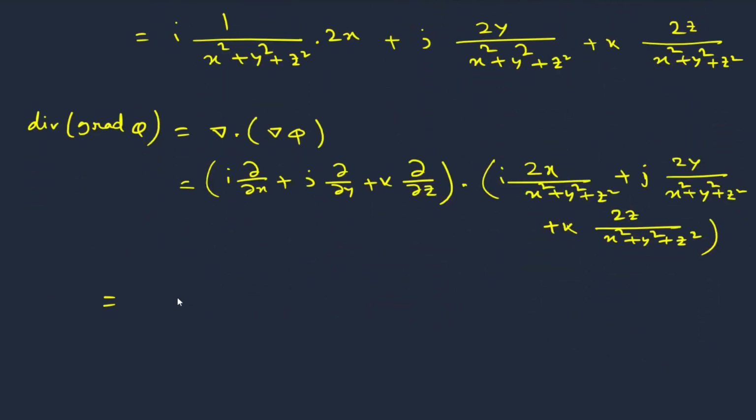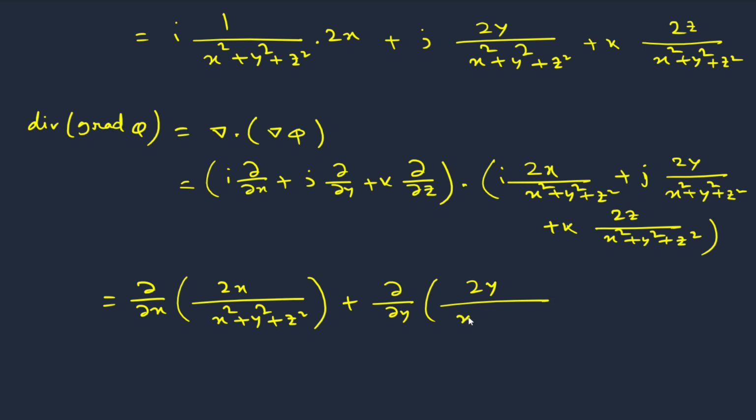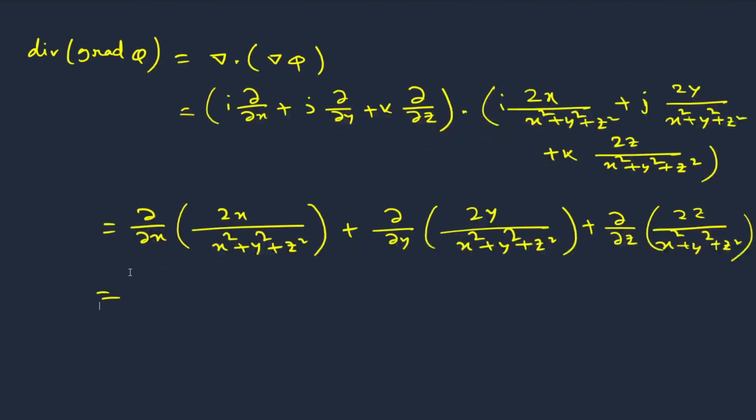So dot means again same, i dot i is 1. So what we'll get? We'll get del/del x of twice x divided by x square plus y square plus z square, then del/del y of twice y divided by x square plus y square plus z square, and then del/del z of twice z divided by x square plus y square plus z square. Okay, so now we have to differentiate it in the form of u by v. This is u, this is v.